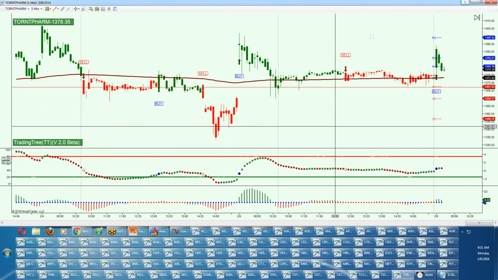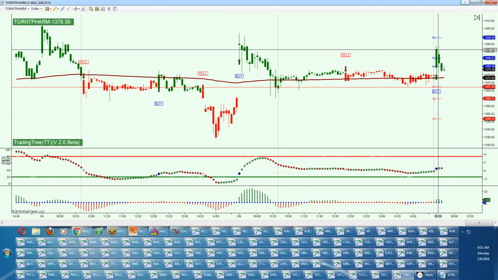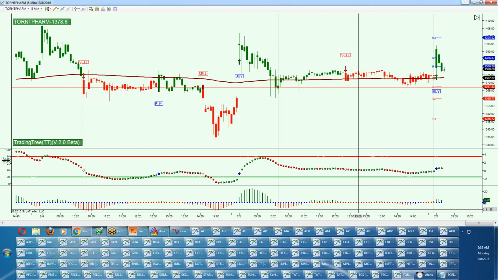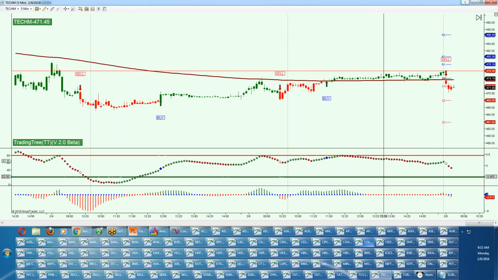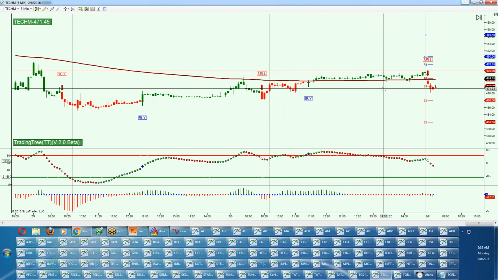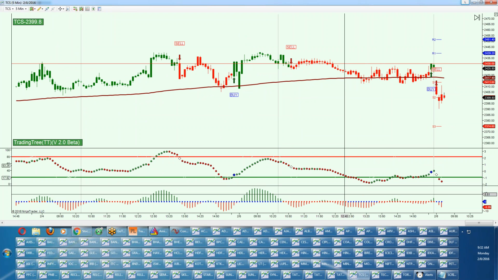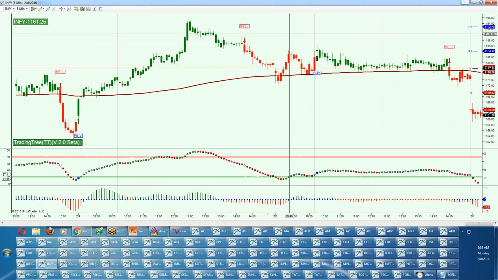So Torrent, you can see that this particular buy call has not executed. So we'll wait for either the price to come to 1394, or in case we get a sell call, we'll short it again. Tech Mahindra, you can see that got executed, and TCS too. Let's check what's happening with Infy. You can see Infy is a gap down.